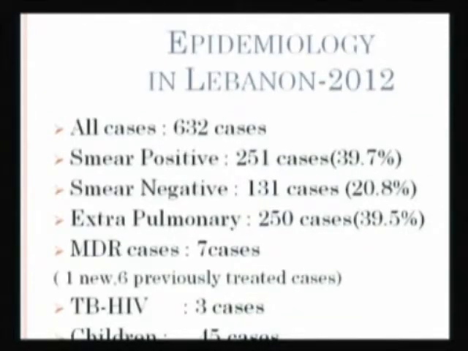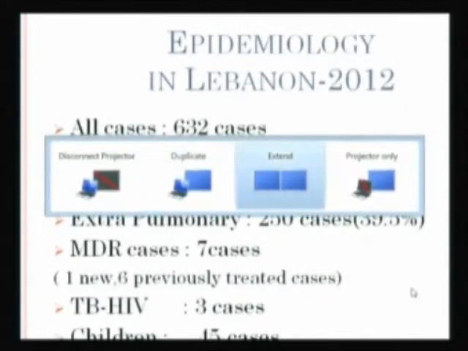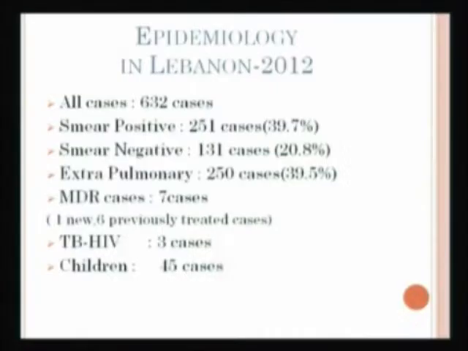In Lebanon in 2012, we registered 632 cases, smear positive 251, 131 smear negative cases, and 250 cases extrapulmonary TB, which is 39.5%. 7 MDR cases, 1 new, 6 previously treated cases. 3 cases of TB HIV and 45 cases in children.